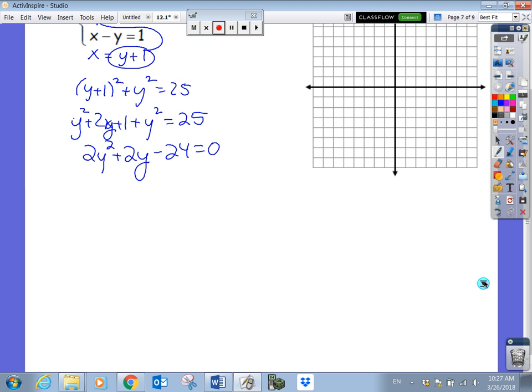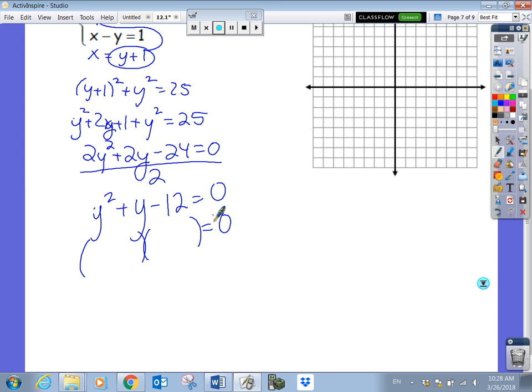Now, because there's an equal sign, I can divide everything by 2. If there wasn't an equal sign there and I just said factor, you can't just randomly divide something by 2. If the answer is 10, you can't say, well, I don't like 10, I'm just going to divide it by 2. If it's 10 equals 2x, then we can divide everything by 2 because there's an equal sign. So we can make that y squared plus y minus 12 equals 0. It just makes it a lot easier to solve if you can get it to be lower numbers.